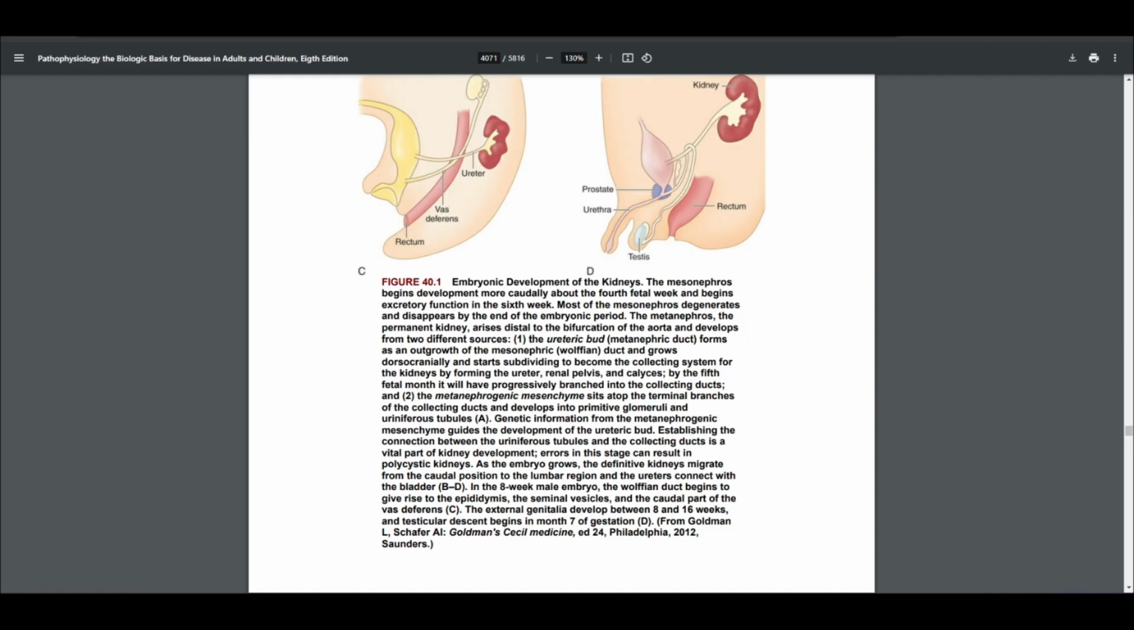As the embryo grows, the definitive kidneys migrate from the caudal position to the lumbar region and the ureters connect with the bladder. In the 8-week male embryo, the Wolffian ducts begin to give rise to the epididymis, the seminal vesicles, and the caudal part of the vas deferens. The external genitalia develops between 8 and 16 weeks, and the testicular descent begins in month 7 of gestation.